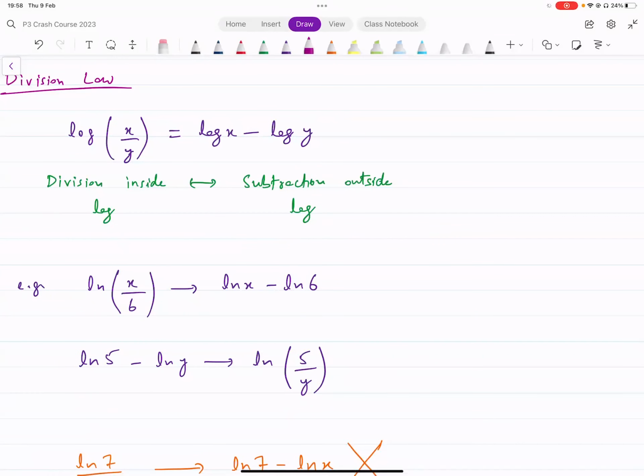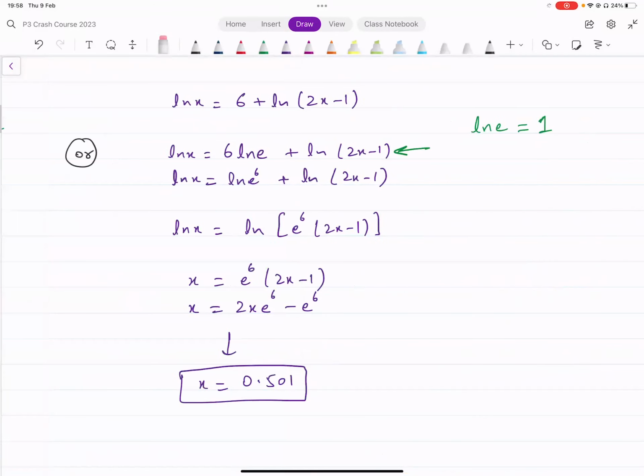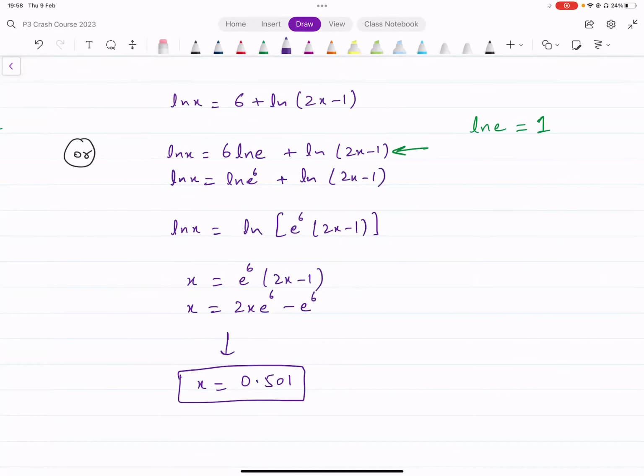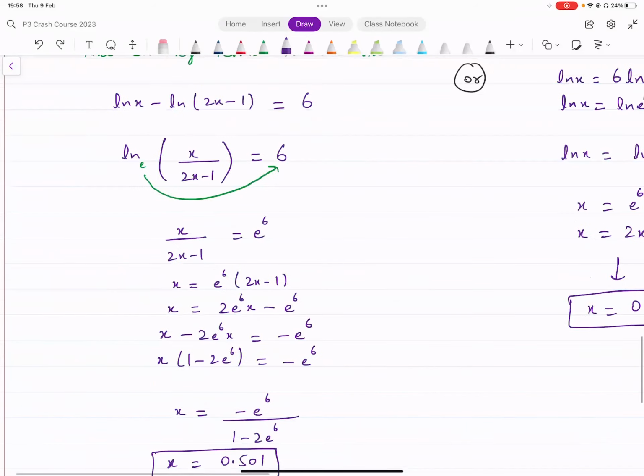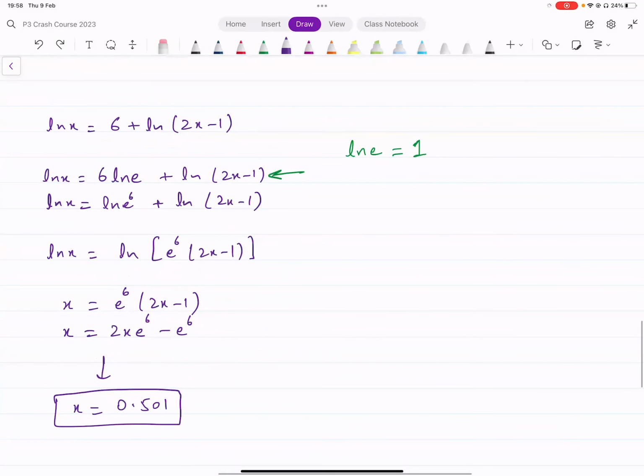You need to have nothing outside. So nothing, or you can say 1 outside. If it's anything other than 1, you have to take it to the power first before you can use the multiplication law or the division law. Okay, so that's important. So that's why in this case, before applying the multiplication law, you are first taking 6 to the power here, and then you're using that multiplication law.